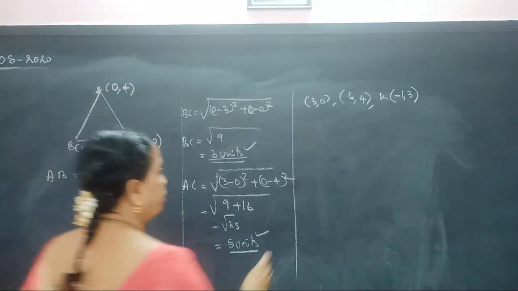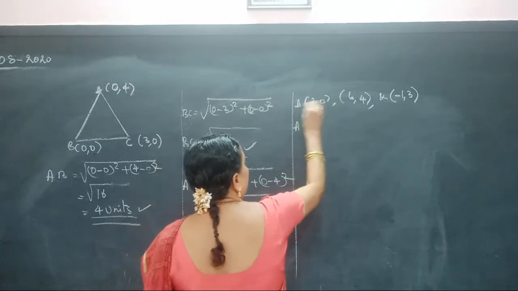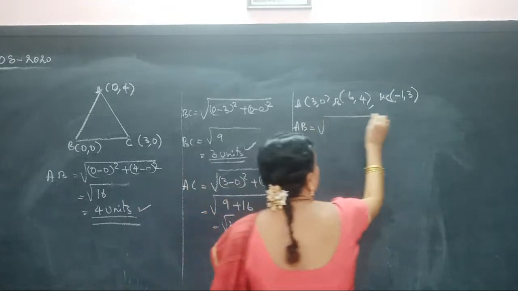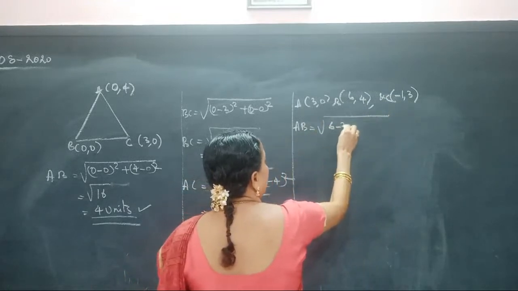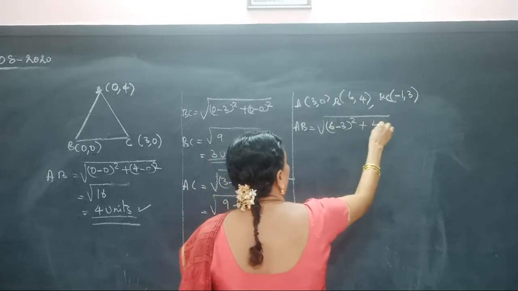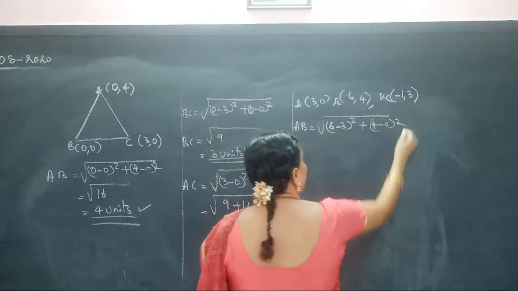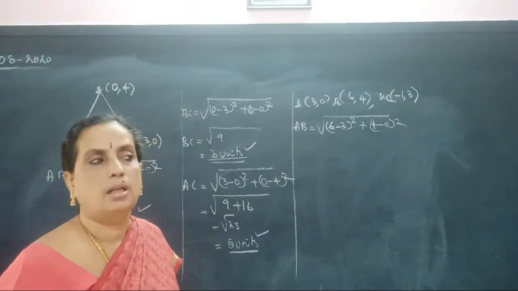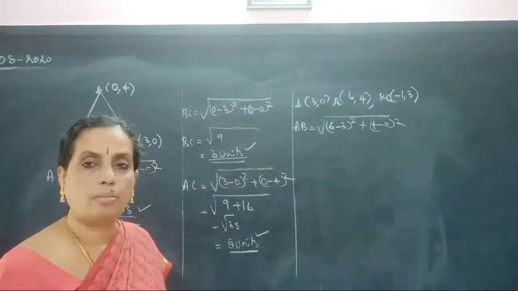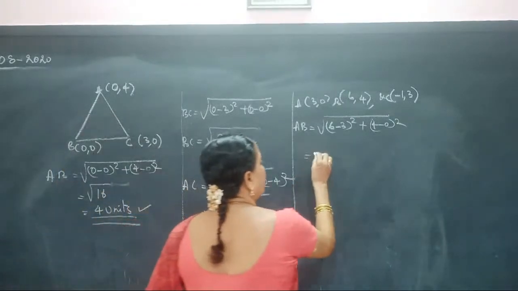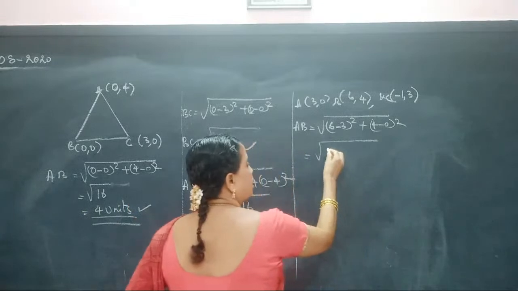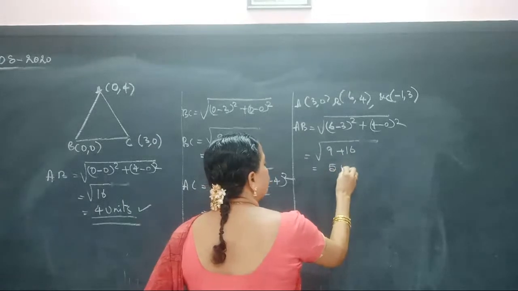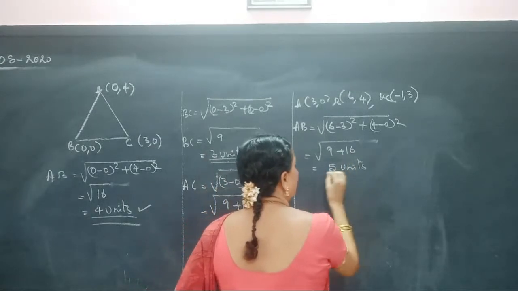Okay, now calculate first AB distance, taking A, B and C. What is AB using the distance formula? 6 minus 3 whole square, 4 minus 0 whole square. It is not a new concept. You can try and later you can check the answer. This is regarding distance formula application. You will get root of (6 minus 3)² is 9 plus 16. It is 5 units. You may get a repeated version also.